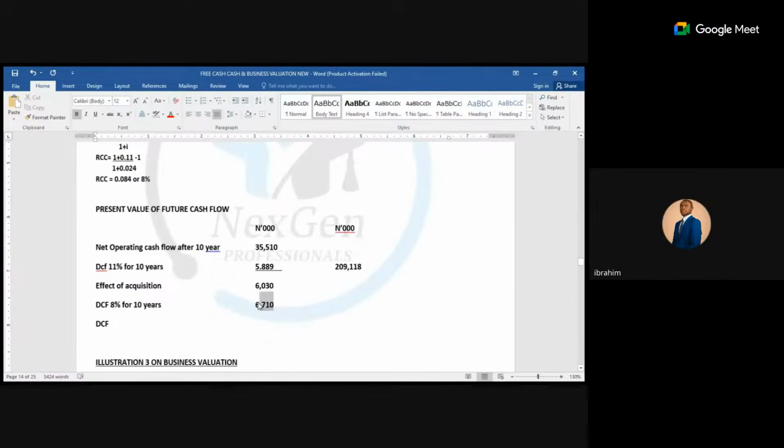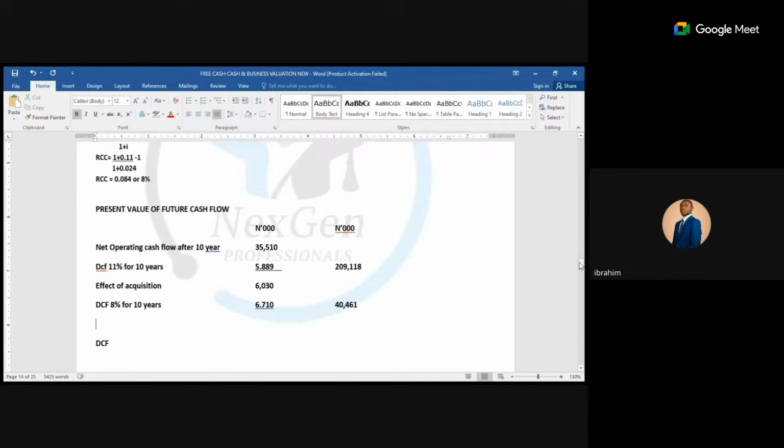So if we have this, what will be the present value? If you multiply it, what do you have? 40,461.